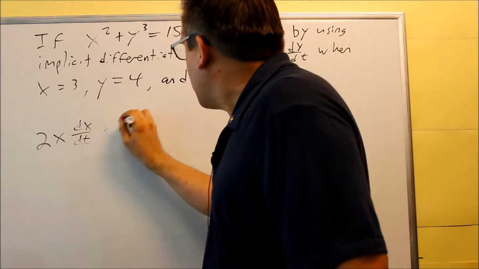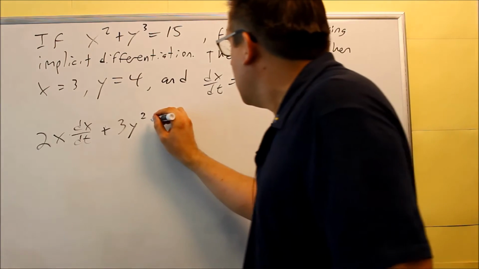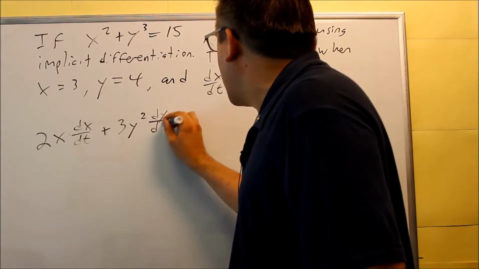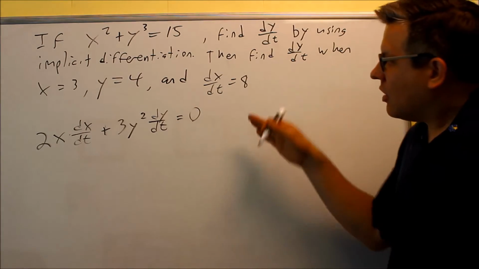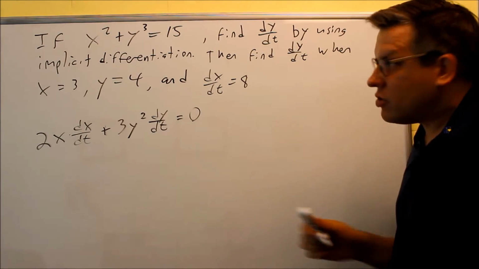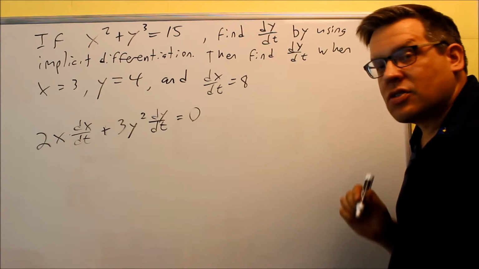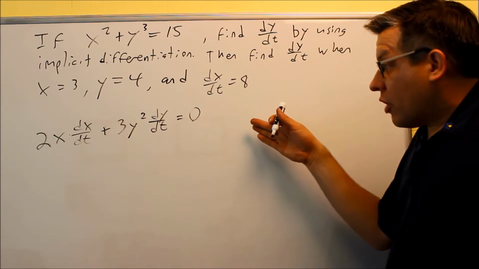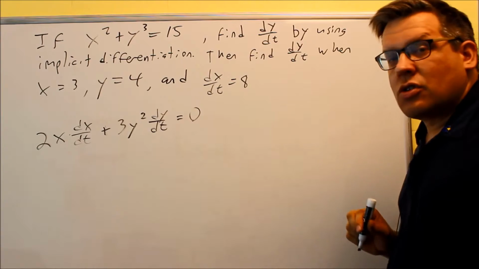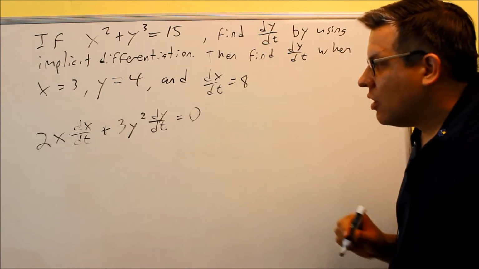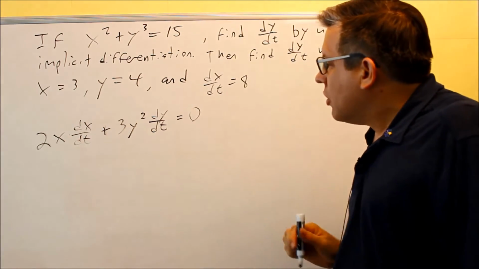Let's do the next part. The 3 comes down. Subtract 1, we get 3y squared, and then times dy dt here. On the right hand side you're going to have a 0, and it doesn't matter what you're taking the derivative with respect to, you're always going to get 0 there on that side because you're taking the derivative of a constant. Now, this particular question is asking us first to solve for dy dt, so let's do that one. We're going to leave this on one side. We're going to move this one over to the right hand side.